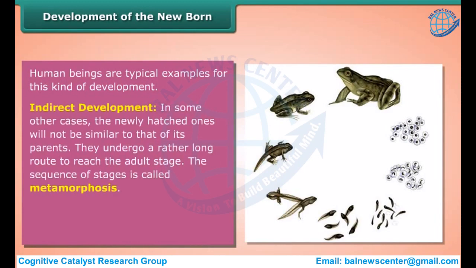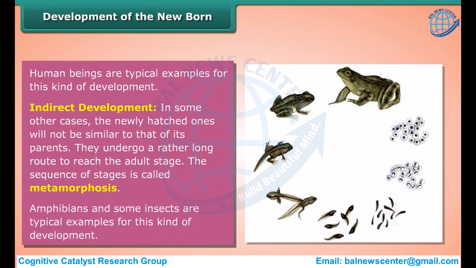Indirect development. In some other cases, the newly hatched ones will not be similar to their parents. They undergo a rather long route to reach the adult stage. The sequence of stages is called metamorphosis. Amphibians and some insects are typical examples for this kind of development.